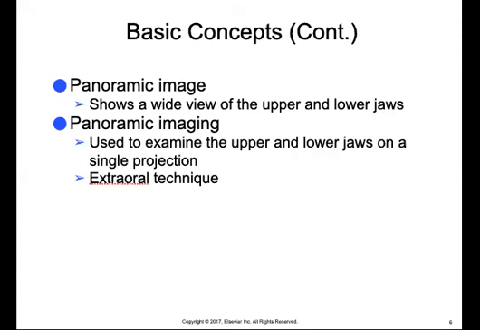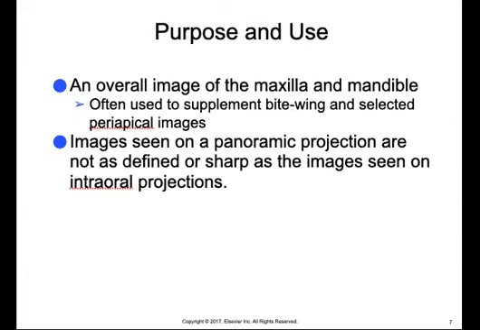And panoramic imaging is an extraoral technique that is used to examine the maxilla and the mandible on a single projection. And as described in chapter 6, an extraoral receptor is positioned outside the mouth during the X-ray exposure. The panoramic image provides the dental radiographer with an overall view of the maxilla and the mandible and is often used to supplement bite wings and periapical images.